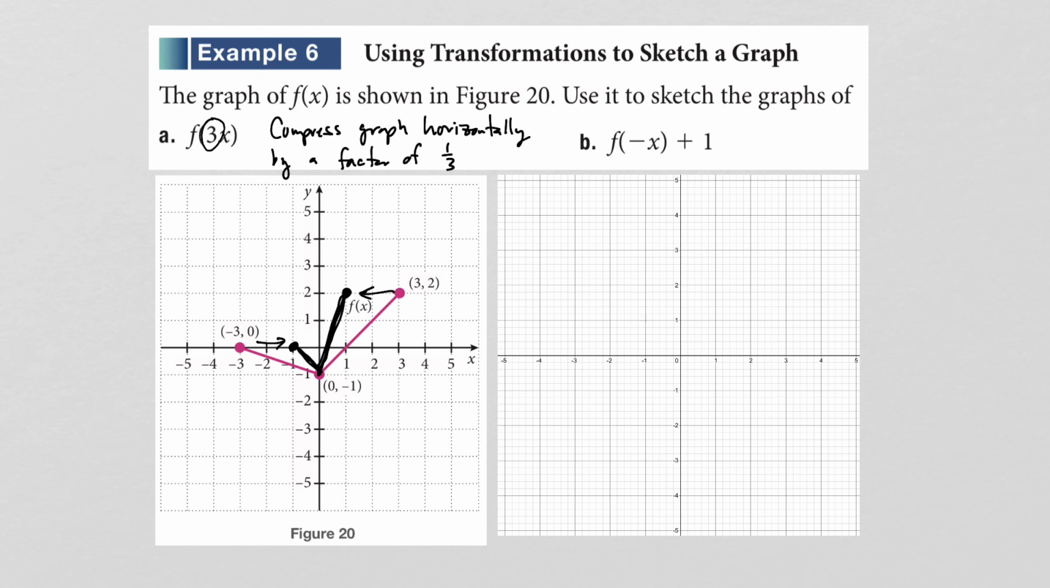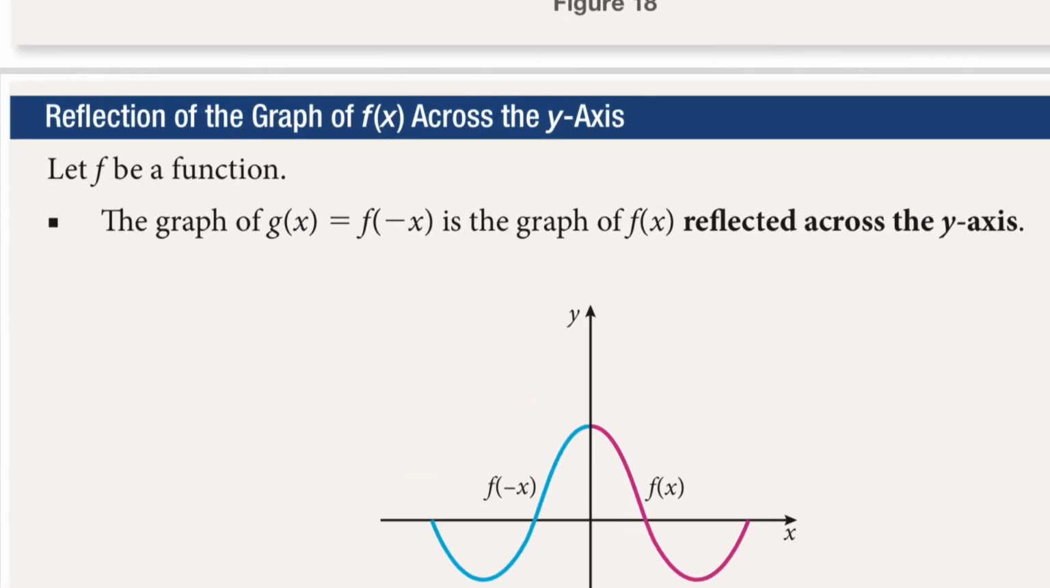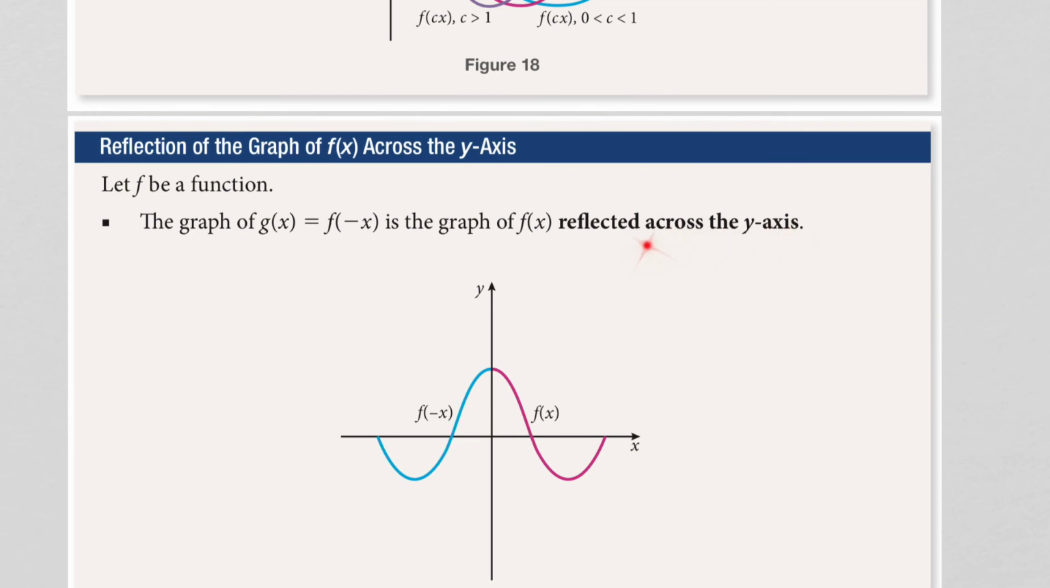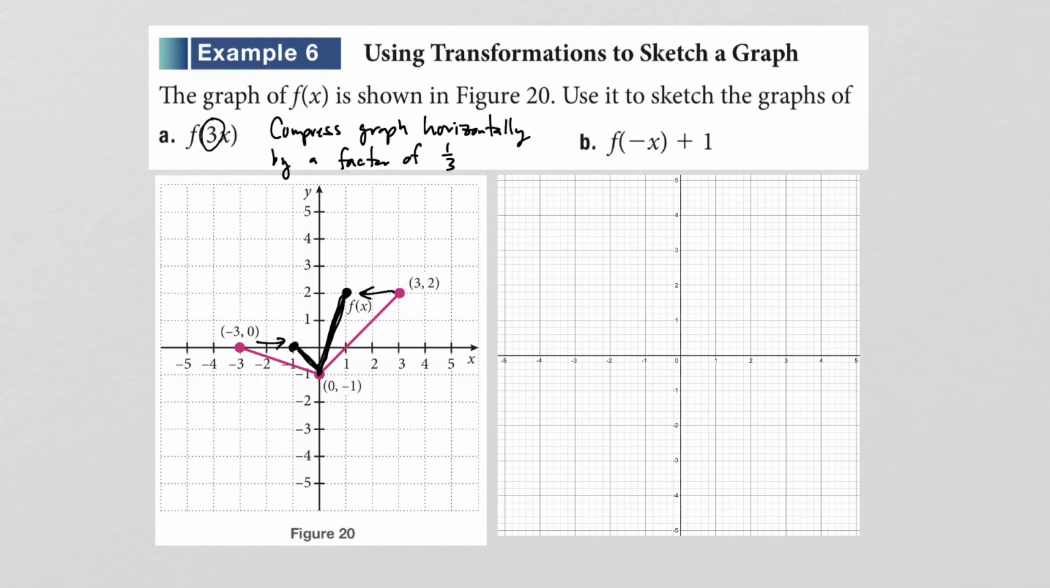All right, now let's think about what happens to the second part. What does f of negative x plus 1 look like? So now we're not compressing the graph. Instead, we are taking the opposite of x. And what that does, if you remember on the previous page, is f of negative x reflects the graph across the y-axis. So to see what this does, we have to do two things. We have to take all these points that we had originally and reflect them across the y-axis, and then we also need to shift the graph up 1 unit, right? Because the plus 1 shifts the graph up 1 unit.